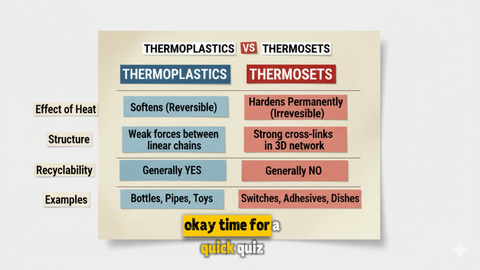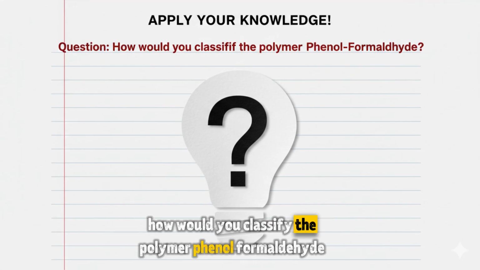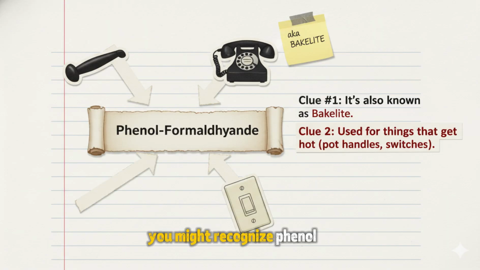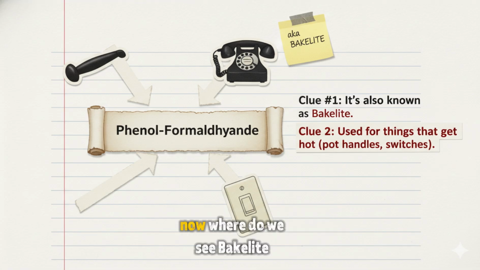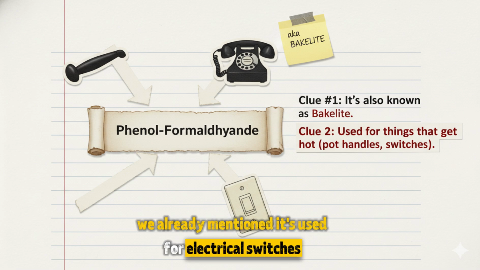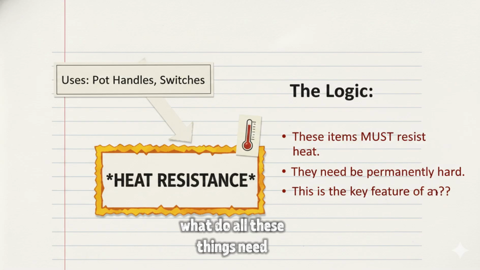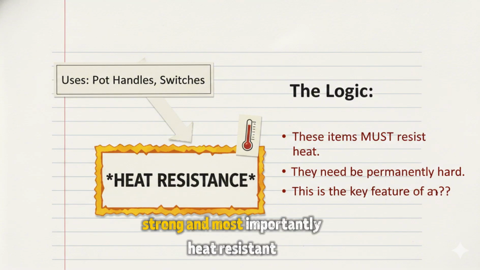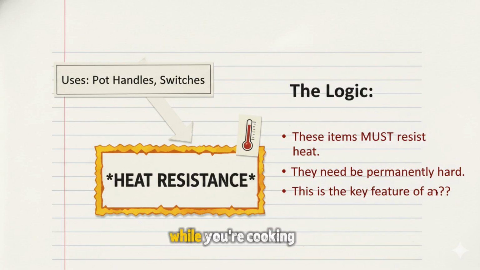Okay, time for a quick quiz. Let's apply what we've learned. How would you classify the polymer phenol-formaldehyde? Let's think it through. First, you might recognize phenol-formaldehyde by its common trade name, Bakelite. Now, where do we see Bakelite? We already mentioned its use for electrical switches, old telephone casings, and handles for pots and pans. What do all these things need? They need to be rigid, strong, and most importantly, heat resistant. The last thing you want is your pot handle melting while you're cooking.